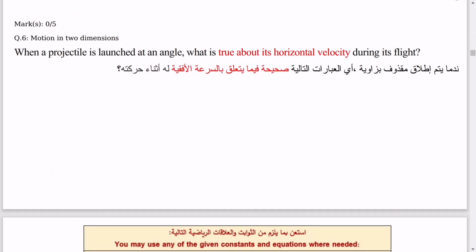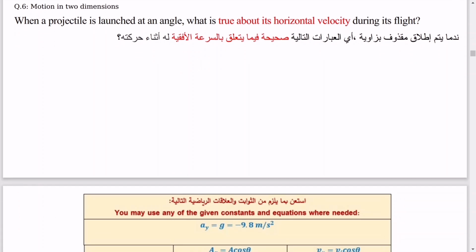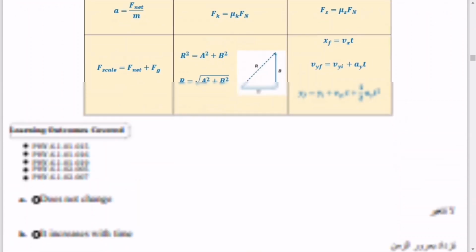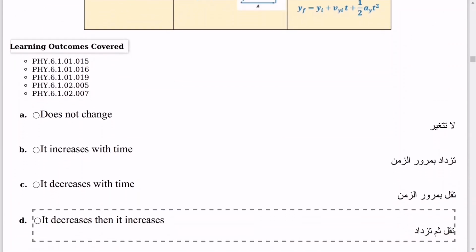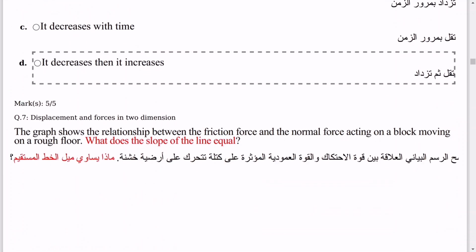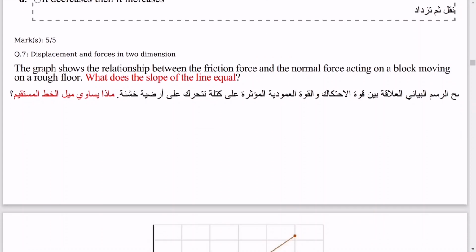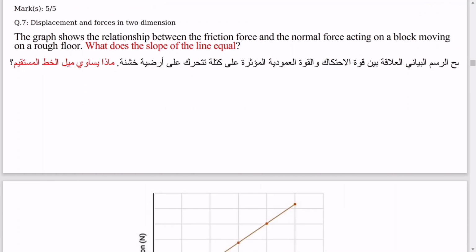Question number 6. When a projectile is launched at an angle, what's true about its horizontal velocity during its flight? We know that there is no force acting along the horizontal direction, so no acceleration along the horizontal direction. So horizontal velocity remains the same, right? Horizontal velocity does not change. Why? Because there is no acceleration along the horizontal direction. Why is there no acceleration? Because no force. If no force, no acceleration. So the velocity will be the same, meaning velocity doesn't change.